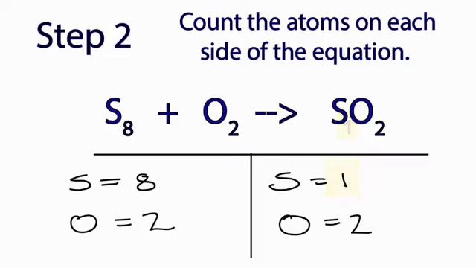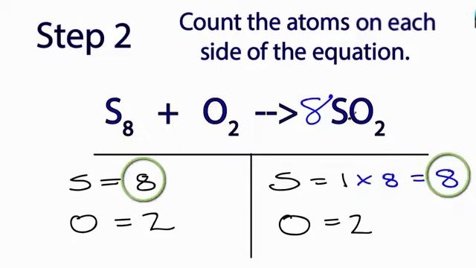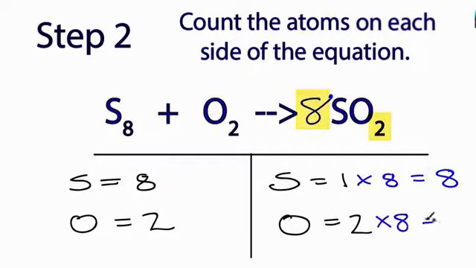Well, to fix that, I can change the coefficient in front of the sulfur on the right and make that an 8. So if I put an 8 here, that means 8 times the 1 sulfur. That'll give me 8 sulfurs. And now my sulfurs on both sides are 8. But this 8 here is also times the 2 oxygens. And that gives me 16 oxygens.